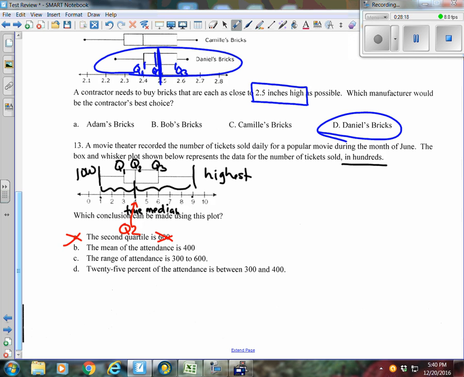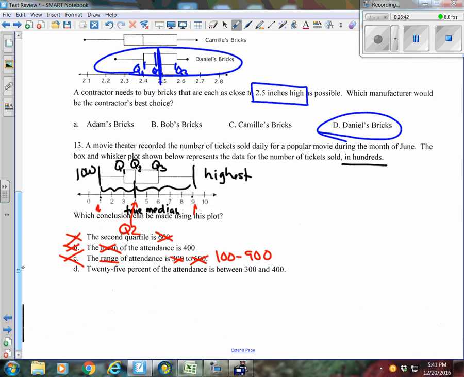The mean of the attendance. Now, when I do my 5-number summary, I'm always using the word median. So mean is not the word I'm looking for. It probably means B is out. The range is the high minus the low. Well, the lowest is 1 or 100. The highest is 9, which is 900. So I need 100 to 900. So that's the reason C is not it either.